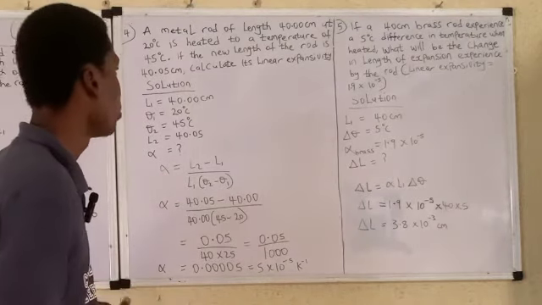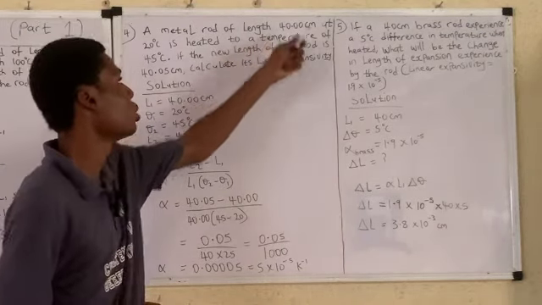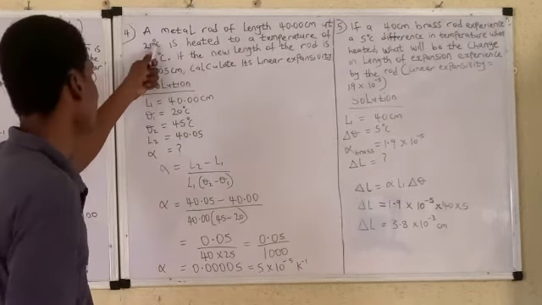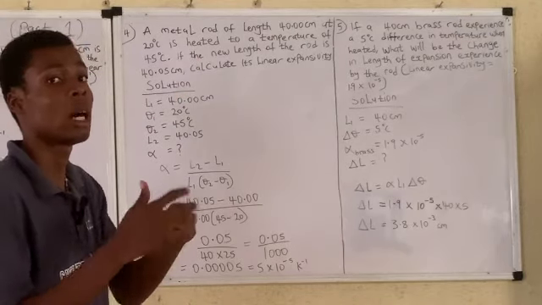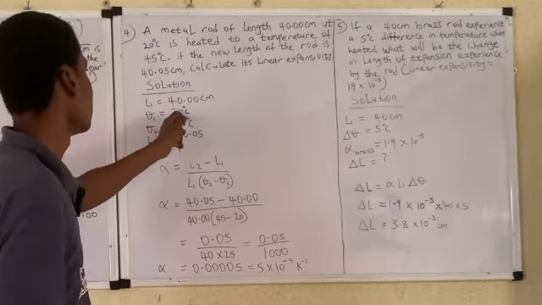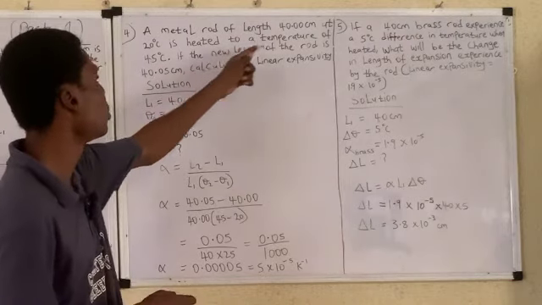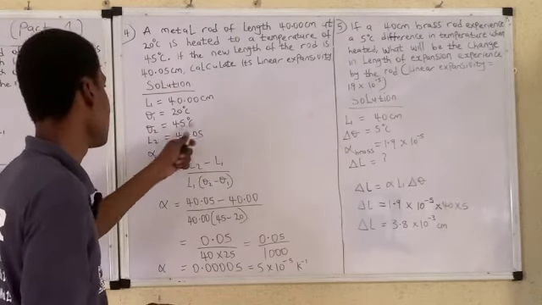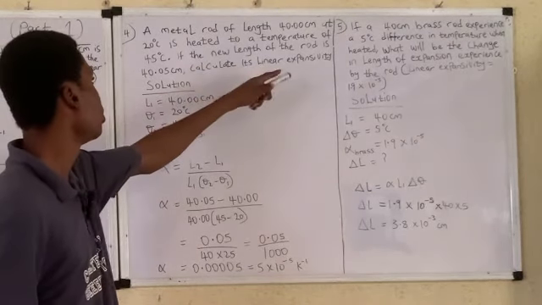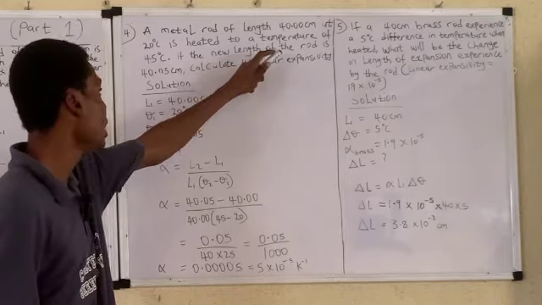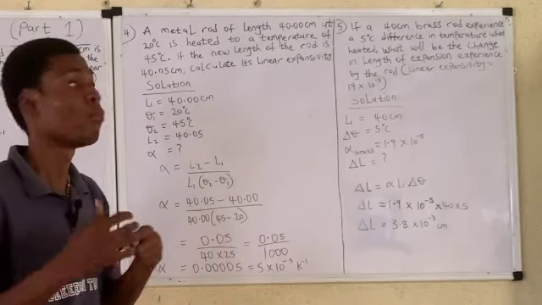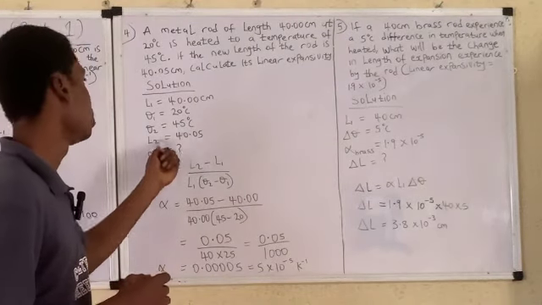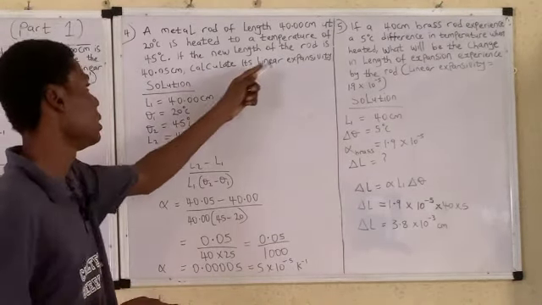So what is our length in the question? Our length is 40 centimeter, which we have here. Then at 20 degrees Celsius, so we take 20 degrees Celsius as our theta 1. So they say it's heated to a temperature of 45 degrees Celsius. So we take our theta 2 as 45 degrees Celsius. Then if the new length of the rod is this, we take our new length as our L2 as 40.05 centimeter, which we have here. Then they said calculate its linear expansivity.